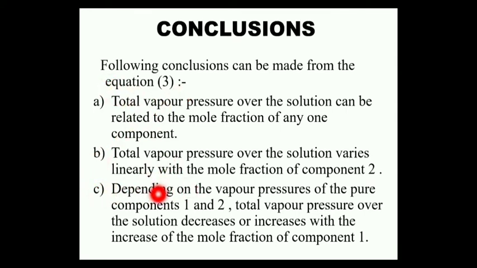So the last conclusion is, depending on the vapor pressures of the pure components 1 and 2, the total vapor pressure over the solution decreases or increases with the increase of mole fraction of component 1. That is, we know that the vapor pressure of the pure components 1 and 2 affects the total vapor pressure. So the total vapor pressure, P total, which is present over the solution, either increases or decreases with an increase in the mole fraction of component 1.